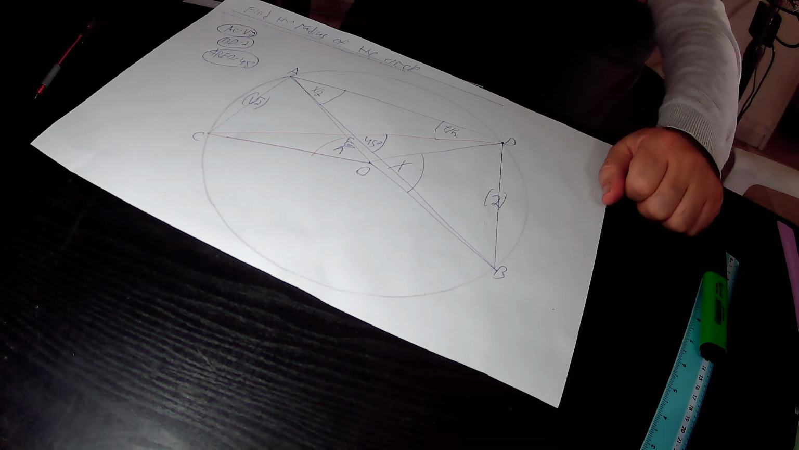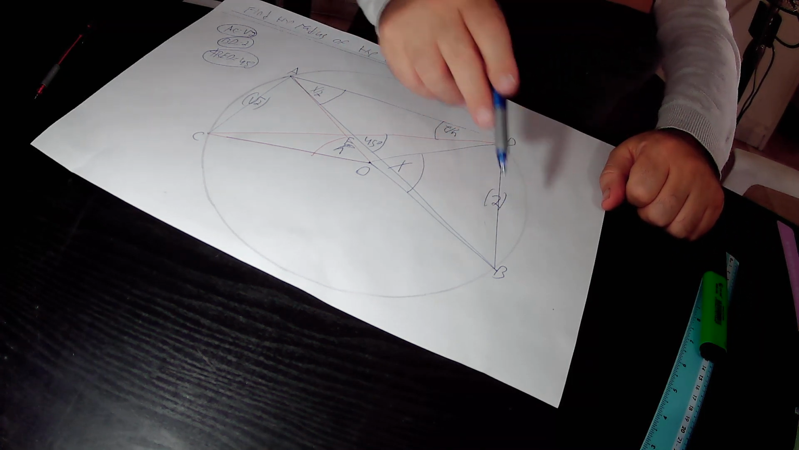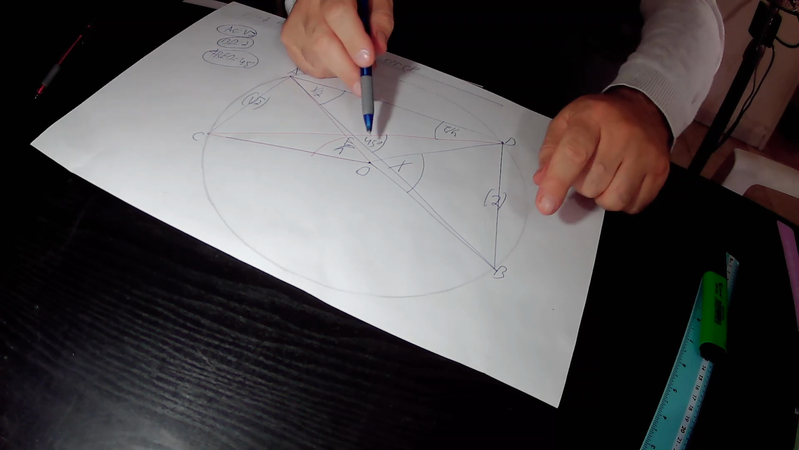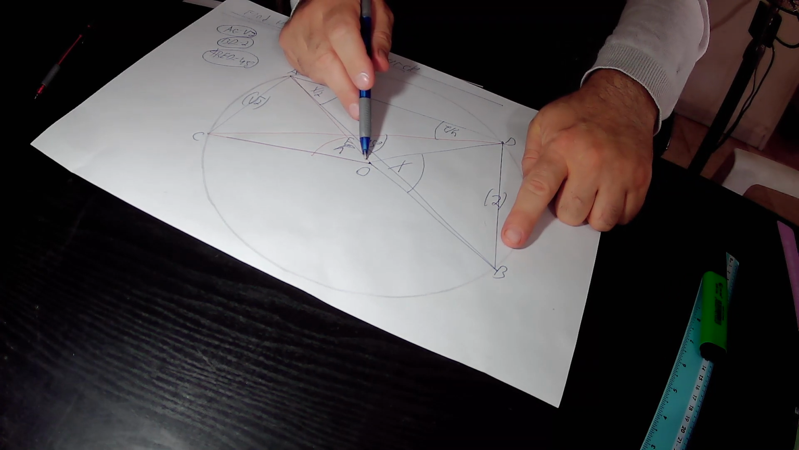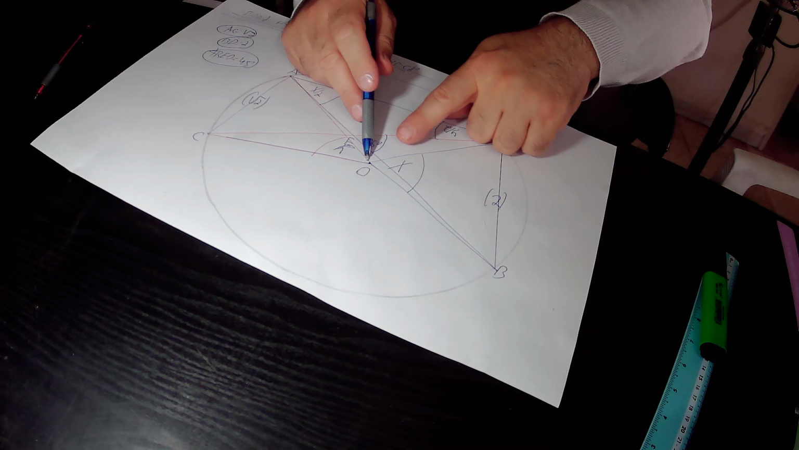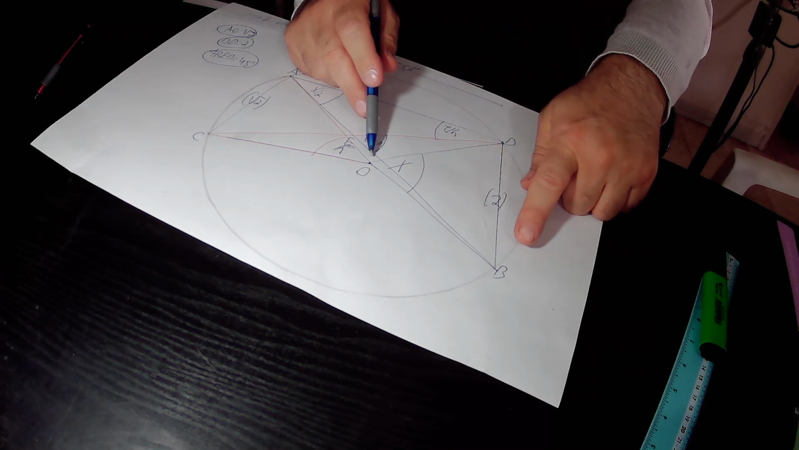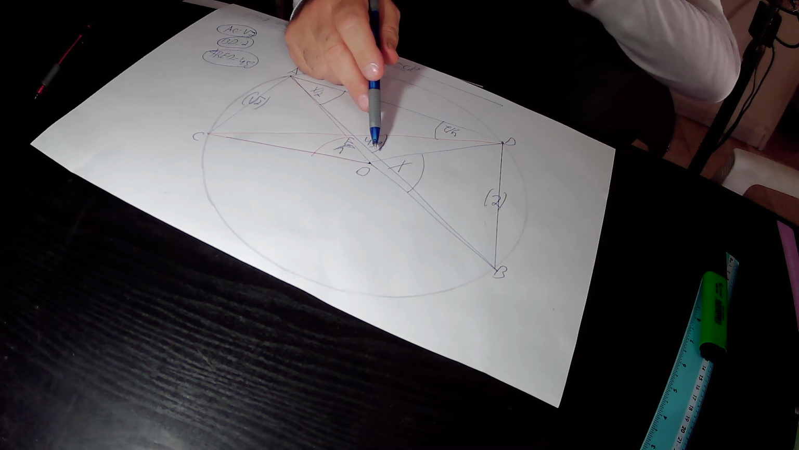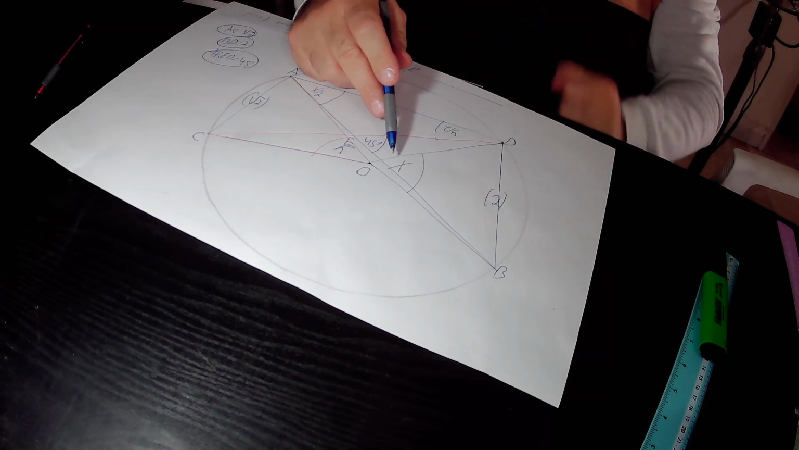In triangle DOB, side OB is the radius of this circle. Why? Because it starts from point O, that is the center of the circle, and then at point B, that is the point on the circle itself. This is exactly the definition of a radius. Therefore, OB is the radius of the circle.